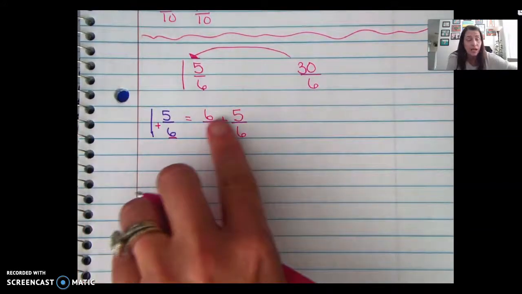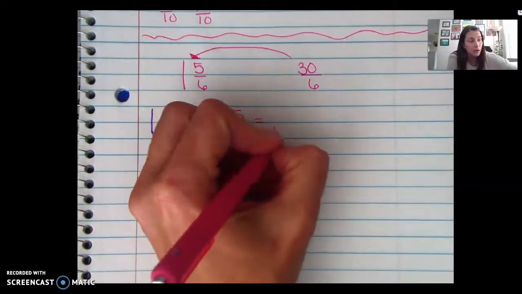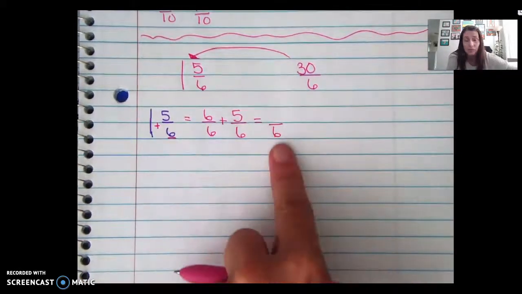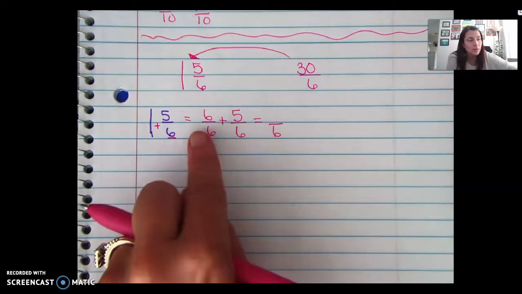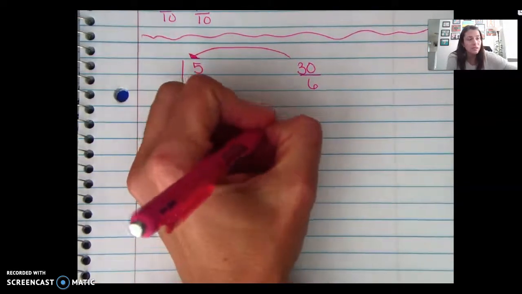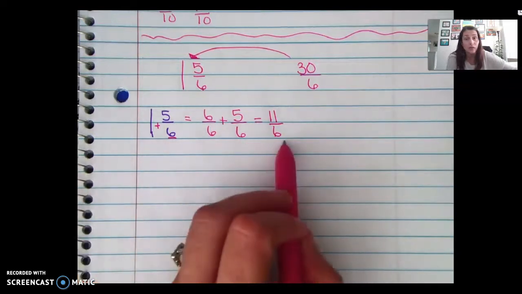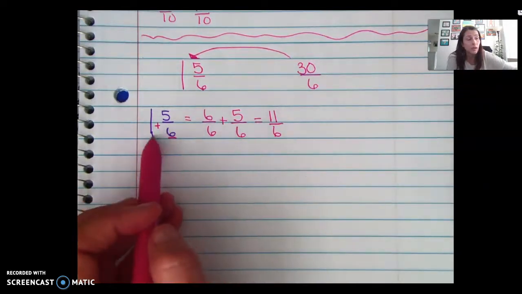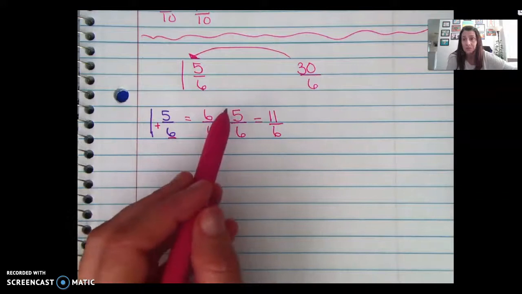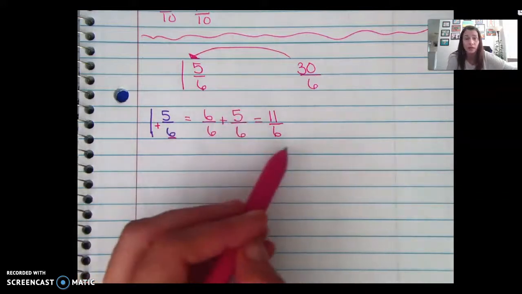And then I just add my numerators because the number of parts stays the same. We always have 6 parts, but now we have 11/6 of those parts. So 11/6 is equivalent to 1 and 5/6. They're the same thing, just a different way to write it.